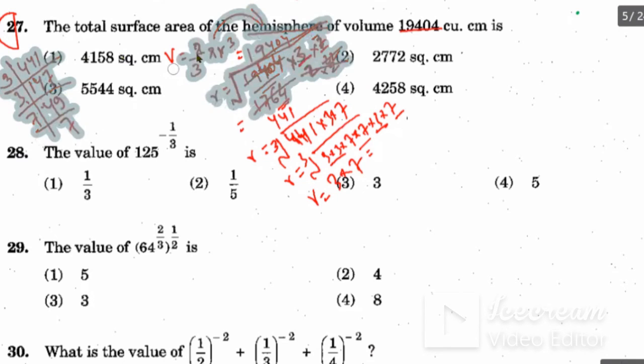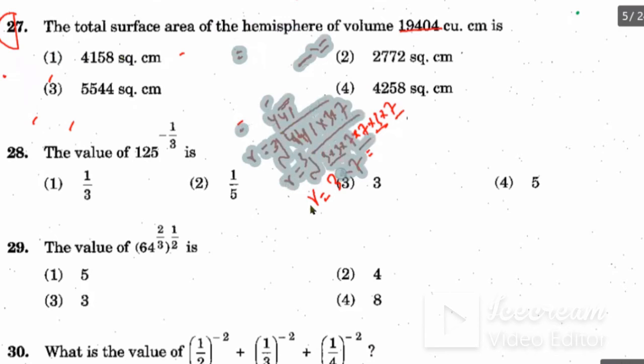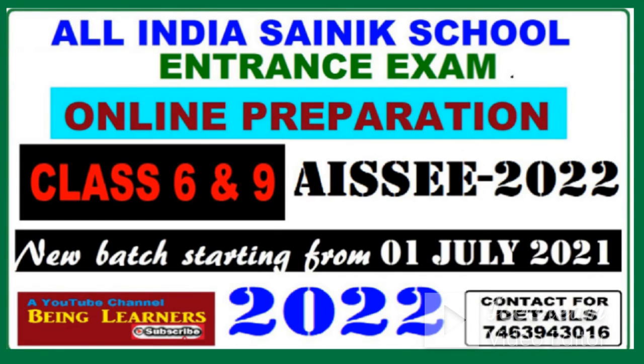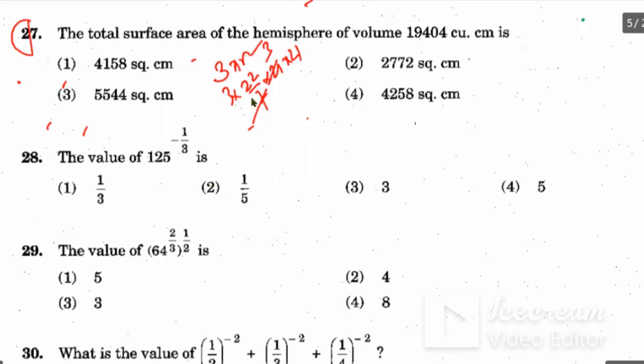Now you can easily put it in the formula for the total surface area. So total surface area is 3 times pi r square. Okay. So 3 times 22 by 7 into 21 into 21. Okay. So it is 3 7s are 21. So what you will get, 3 6s are 18, 66, and this one 63. 21 3s are 63.